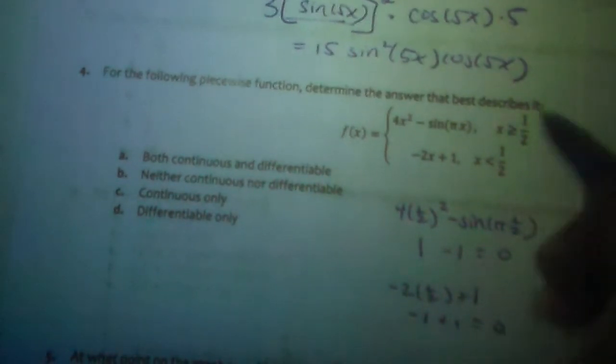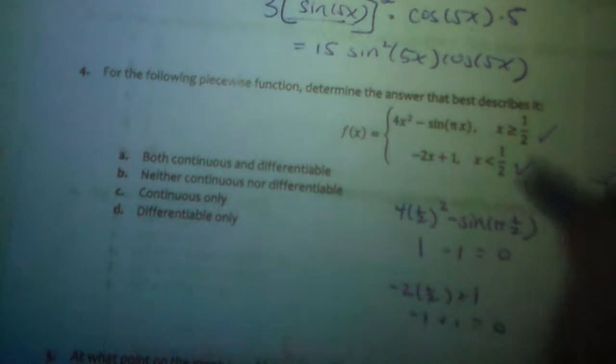So yes, the left limit and the right limit are equal. There's an or equal to sign, so that is also the function value. So definitely continuous.